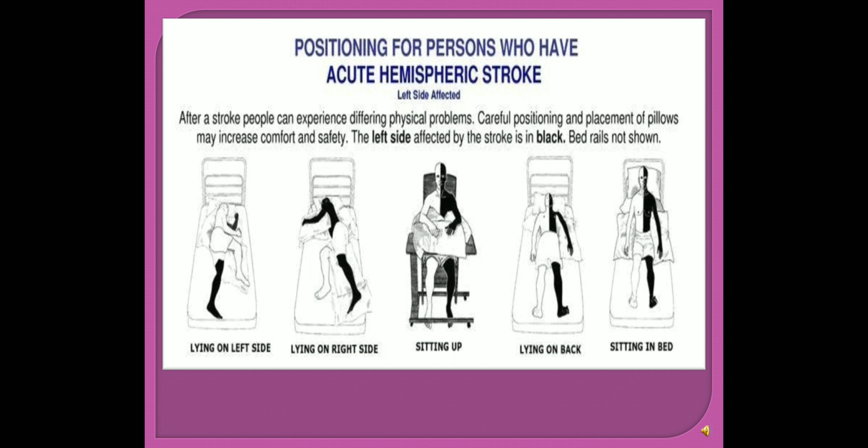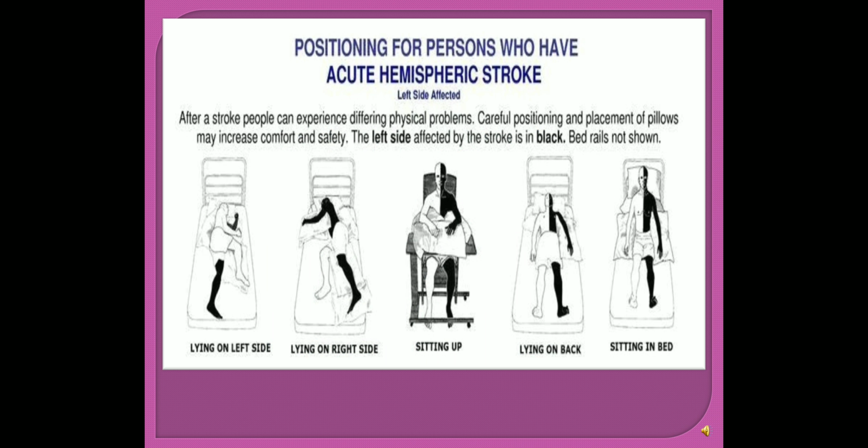So this is positioning for a person who has acute hemorrhagic stroke. As I have already mentioned, I'm going to discuss 5 positions for a stroke patient. In the first picture, we can see that the patient is lying on the left side, that is on the affected side. We can use this position if the patient doesn't have any associated problem, for example, if the patient doesn't have any breathing difficulties.